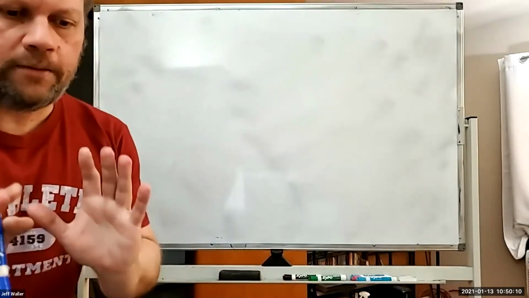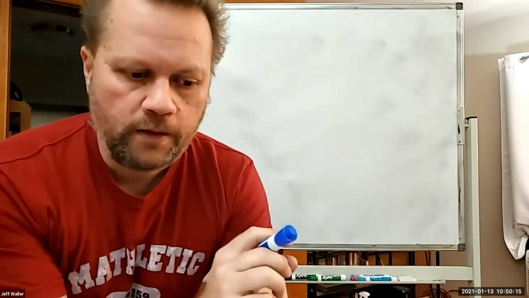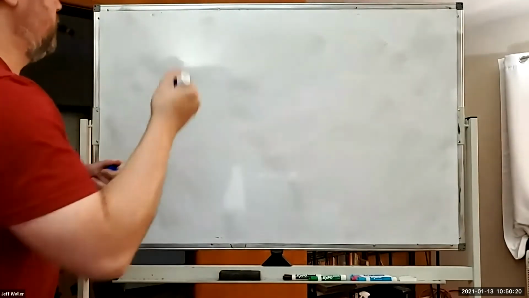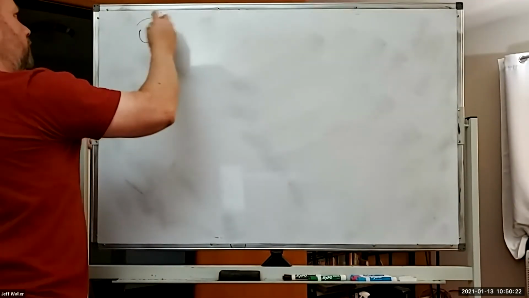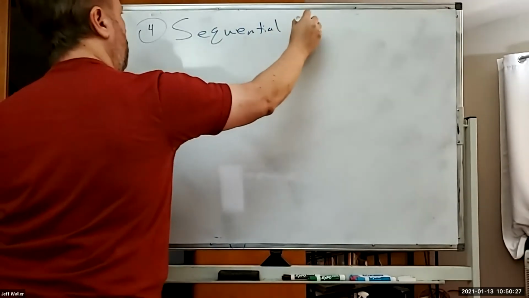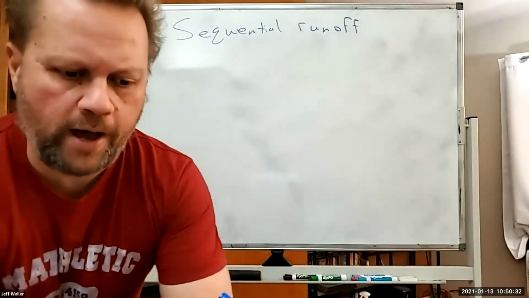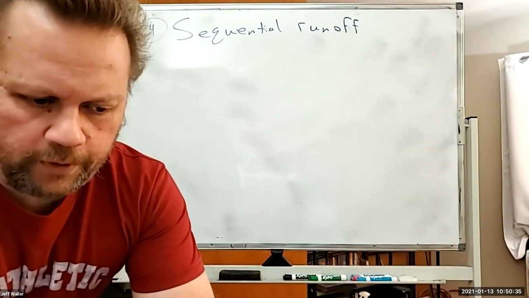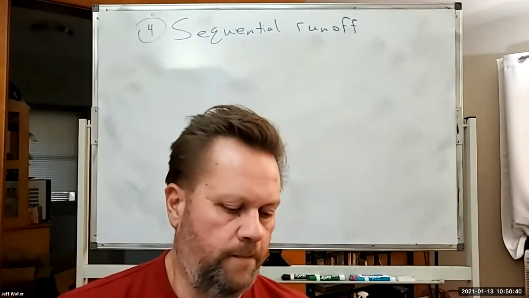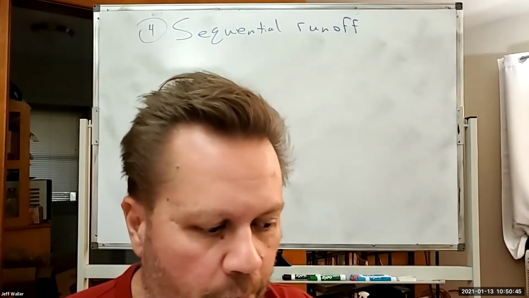The immediate improvement we could try to make to runoff is to do what's called instant runoff, or I think the book calls it sequential runoff. What this would require is allowing people to choose more than one person.